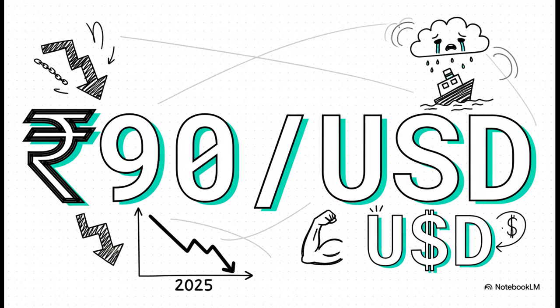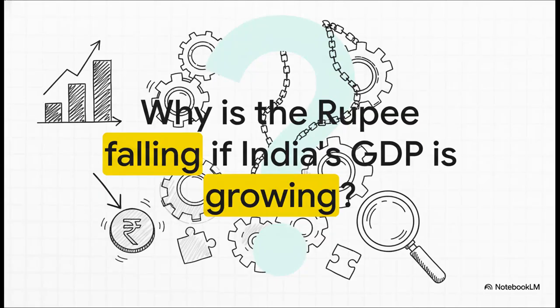It's 2025, and the rupee has plunged to a historic low, touching nearly 90 against the US dollar. No joke. This has made it one of the worst performing currencies in Asia this year. And that's the big question, isn't it? It just feels off. We keep hearing that the economy's growing, so why on earth is the currency getting weaker? That's the exact puzzle we're going to solve together today.